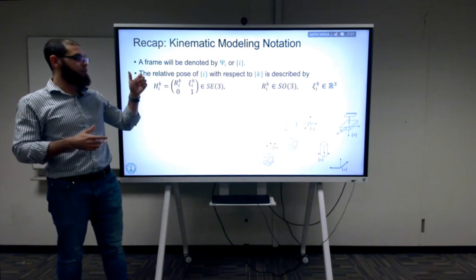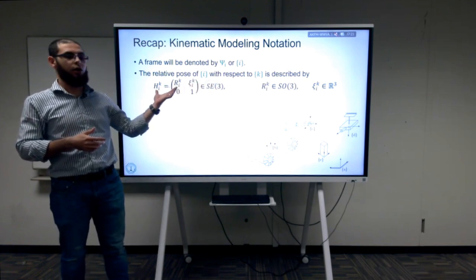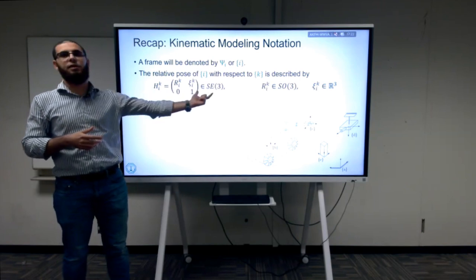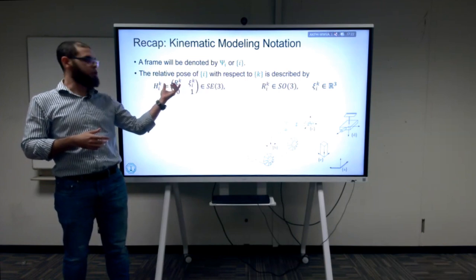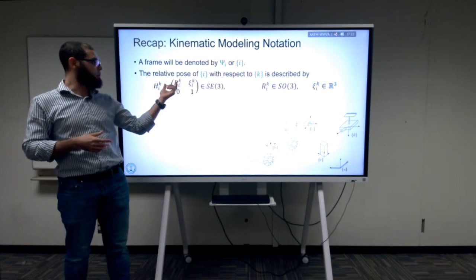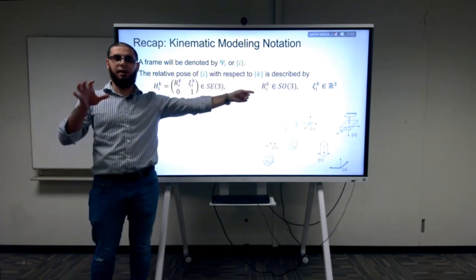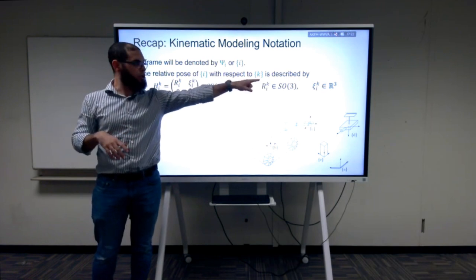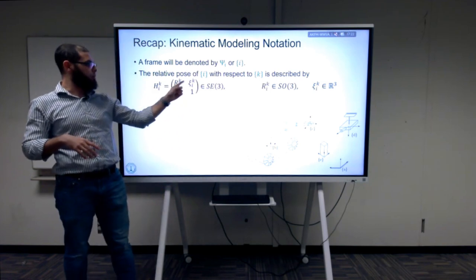The relative pose of some frame I with respect to some frame K is given by a homogeneous transformation matrix. This homogeneous transformation matrix is an element of the special Euclidean group in 3 dimensions. It's given by a pair. There's no other information in this 4x4 matrix in 3 dimensions other than some rotation matrix, which denotes the relative orientation between these two frames, and the displacement of the origin of frame I expressed in frame K. So we have these two pieces of information.